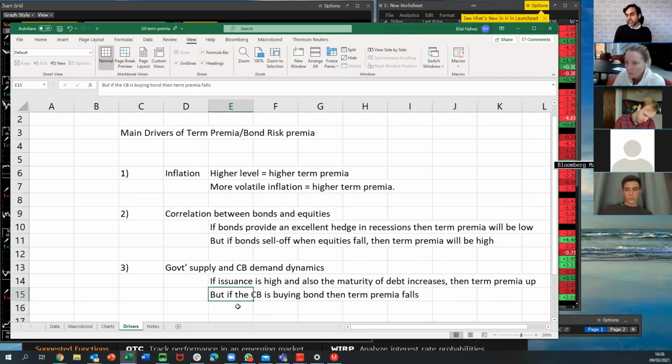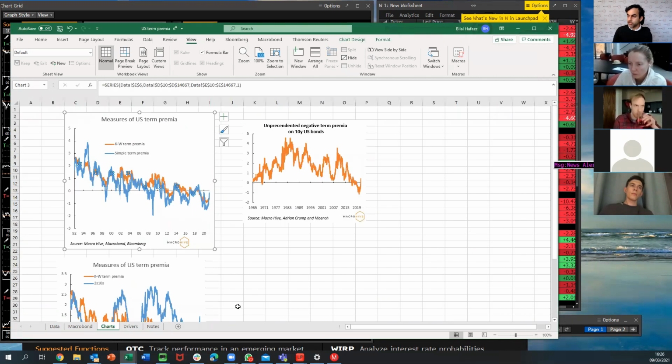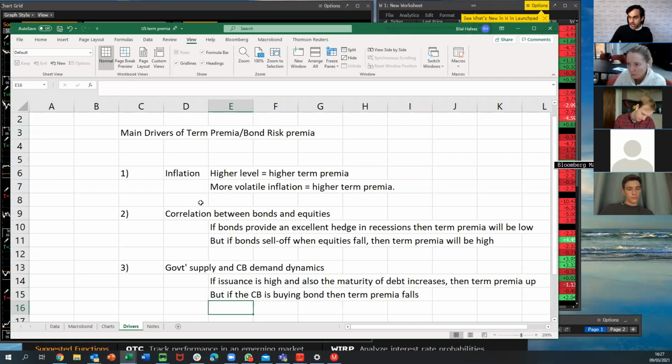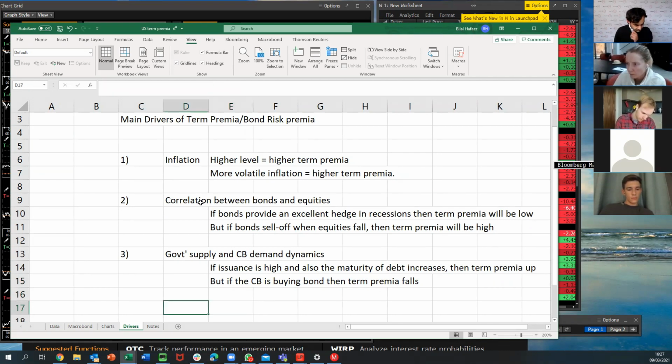But the counter to that is if the central bank is always buying bonds all the time, then that will push down term premia, because in essence you have a non-price sensitive agent entering into the market that's going to suppress term premia. And so if you look back here, term premium is very negative. So here you could say, although issuance was up, perhaps it was the fact that the central bank was so aggressive in buying bonds that it just crushed term premia. So government supply and central bank demand dynamics are important.